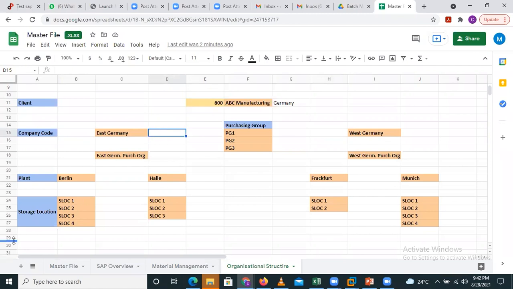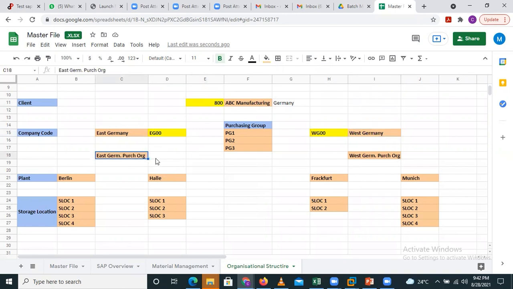For our case, EG00 for East Germany and WG00 for West Germany. So we are giving 4-digit codes here. EG00 and WG00 are the company code numbers we need to create, EG00 for East Germany, WG00 for West Germany, right?